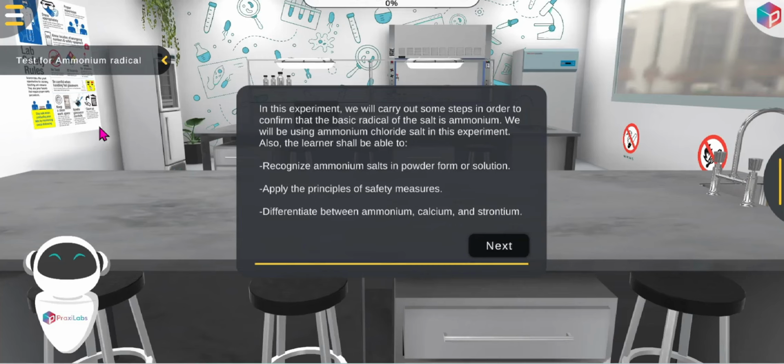Welcome to the test for ammonium radical experiment. In this experiment we will carry out some steps in order to confirm that the basic radical of the salt is ammonium. We will be using ammonium chloride salt for this experiment.